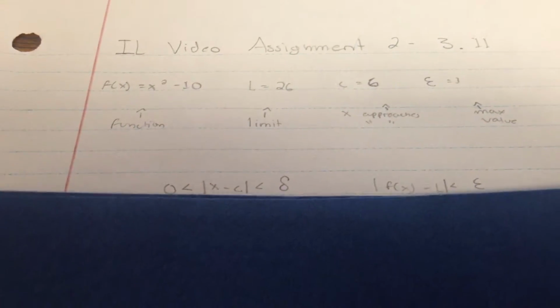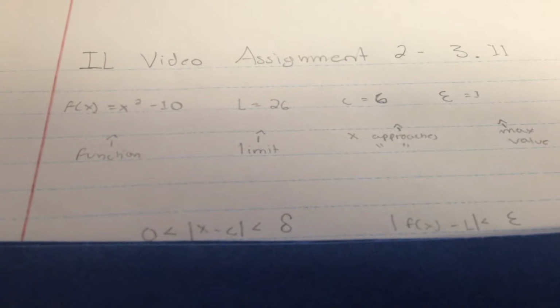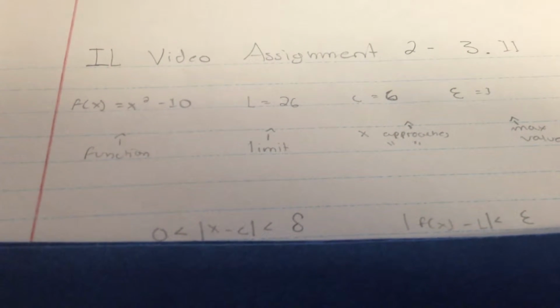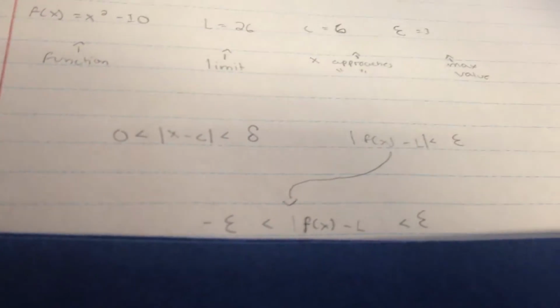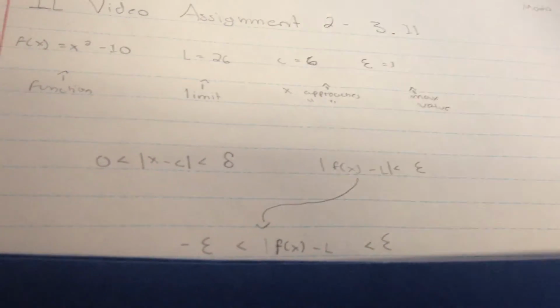So next we're going to go ahead and look at the rules that we know. We know that the absolute value of x minus c, the c that it approaches, must be greater than 0 and less than delta. And as I already said, absolute value of f of x minus L is less than epsilon. Now we can take away the absolute value and simplify that by putting a negative on the other side, making it negative epsilon is less than f of x minus L is less than epsilon.